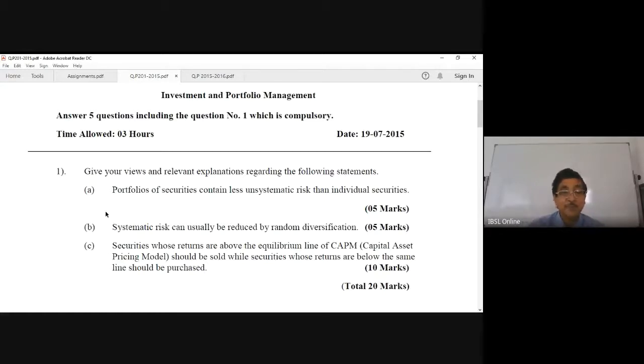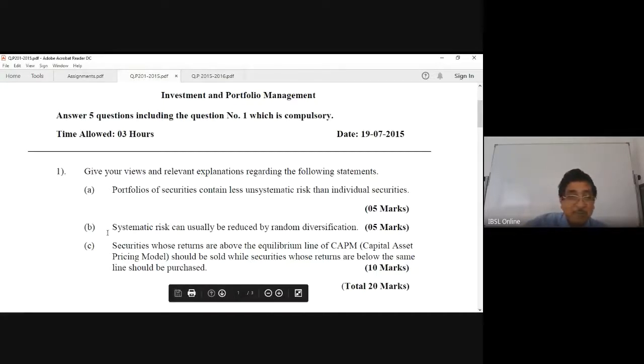What do you say? Systematic risk can usually be reduced by random diversification. Can you do that? If you can just do a chat or whatever, then that's good. I mean, I can just realize that you all are in the discussion, right? So that's a good thing if you are doing that. Yes, of course.